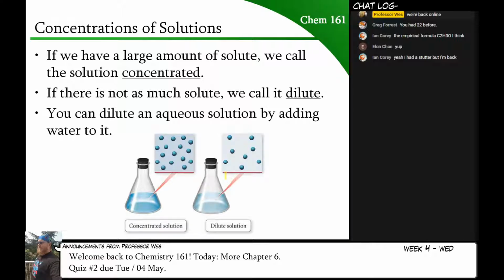Now, depending on how much stuff you have in your solution, we're going to assign it a term. We're going to call it either concentrated or dilute. These are relative states to one another. Something cannot just be concentrated by itself, unless you're using it in some sort of colloquial way to say this is as highly concentrated as it can get. For instance, if we buy concentrated HCl from a vendor for the laboratory, we're getting 14 molar HCl because that's as concentrated as it gets.